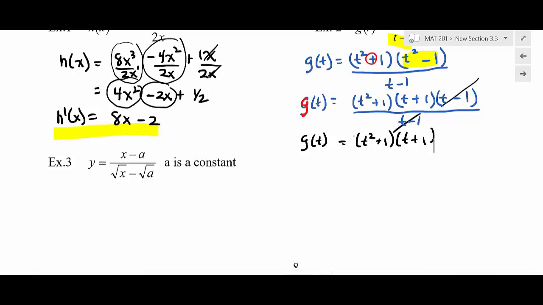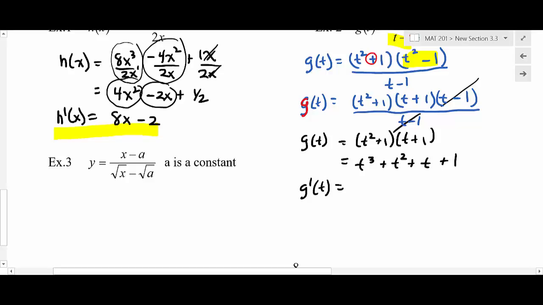Okay, so we've got all this algebra going on. So let's go ahead and FOIL this. So the first term is t to the third. Outside term is t to the second. Inside term is t. And last term's 1 like that. Okay? Now we're finally ready to do the derivative, which hopefully you can just do in your head. What's the derivative of the whole thing in your head?